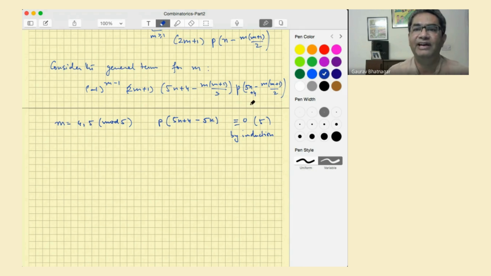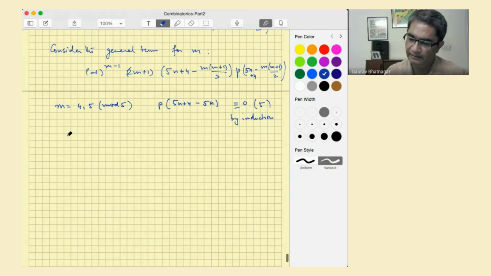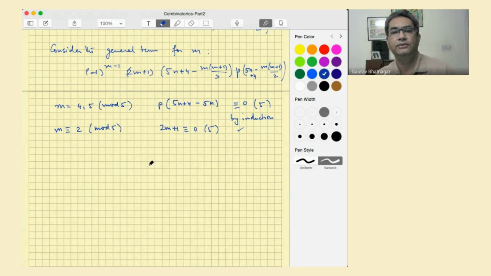So if I put 4 or 5 over here, then I'll get 4n plus 4 minus 5 times something. If I put 4 here, then this is divisible by 5, so it's 2 times 5. If I put 5 here, then this 6 is divisible by 2, and we get some 5 times k, right? So by induction, we are done over here. If m is congruent to 2 mod 5, then this term 2m plus 1 is congruent to 0 mod 5. So again, we are done. This whole term becomes 0.